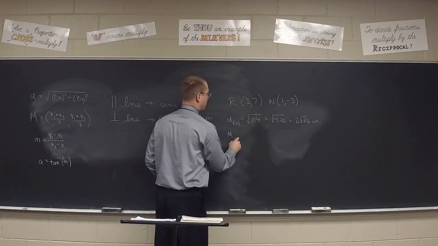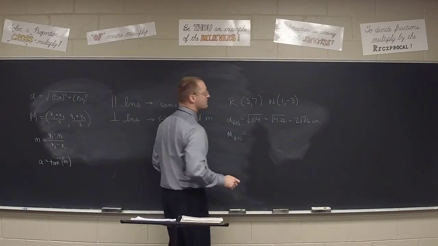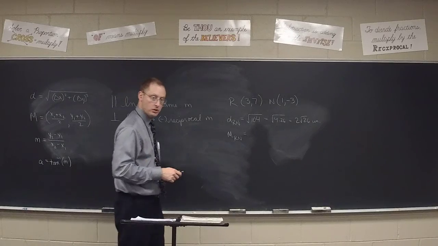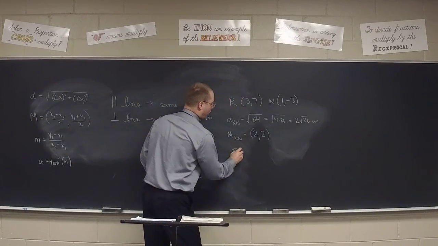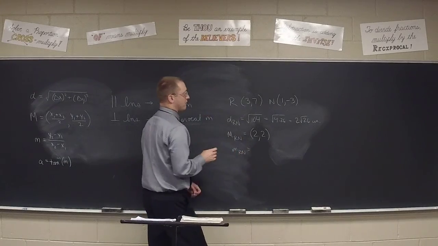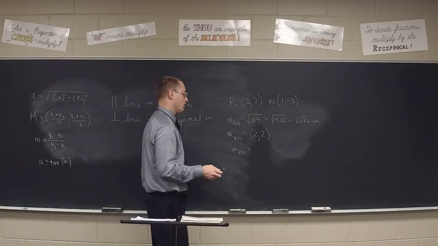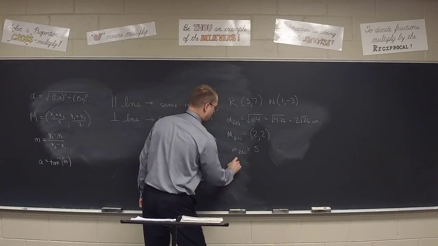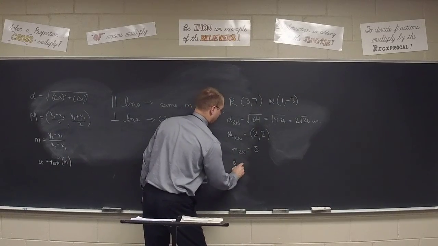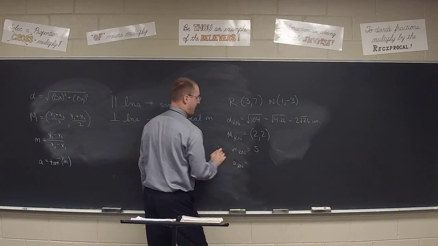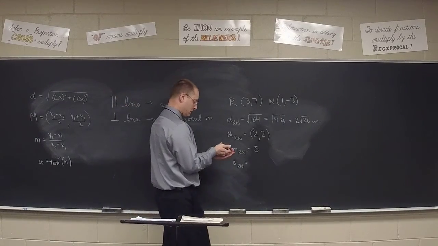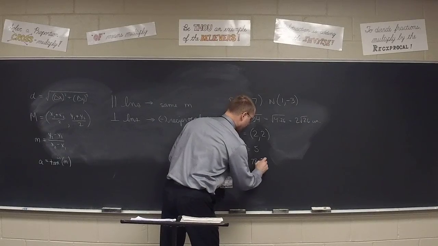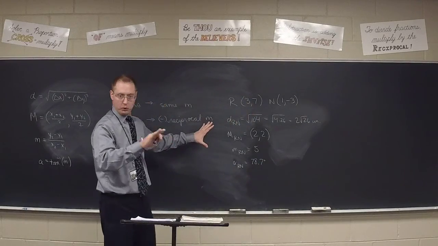We then needed to find the midpoint of RN. And what was that midpoint, Jamie? (2, 2). We wanted to find the slope of RN. And what did you get for that slope, Quentin? 5. And then the angle of inclination of RN. What did you get for that, Jamie? Assuming the slope was correct. Did you get 5? Okay, what was your angle of inclination? 78.7 degrees. All right. Did you get all 4 of these answers correct?